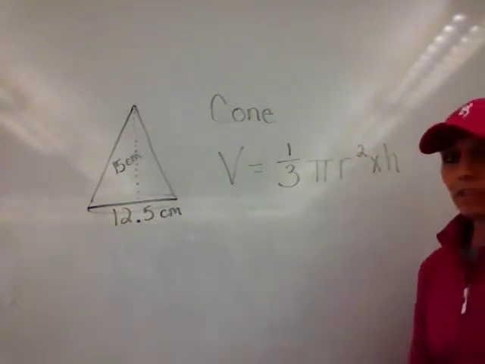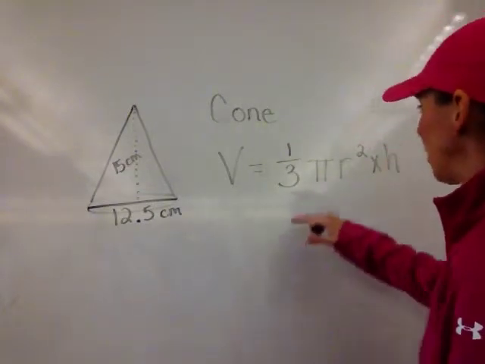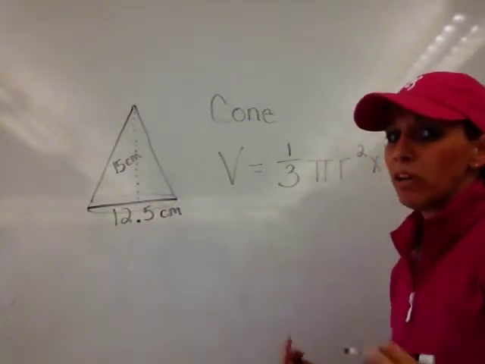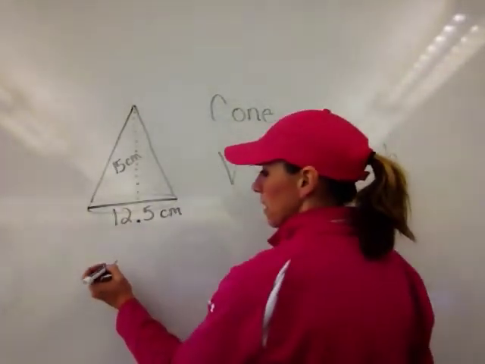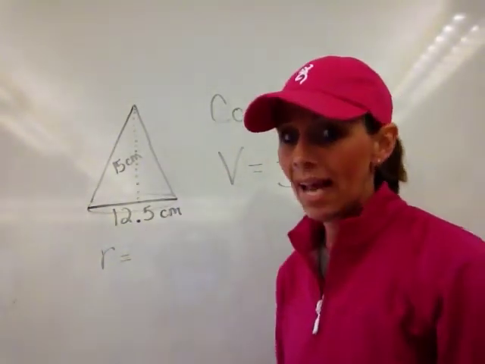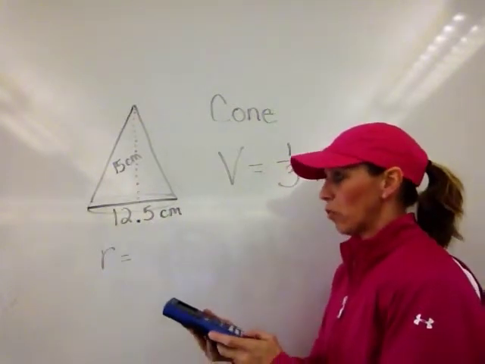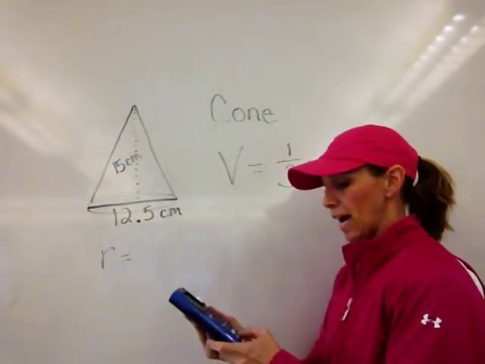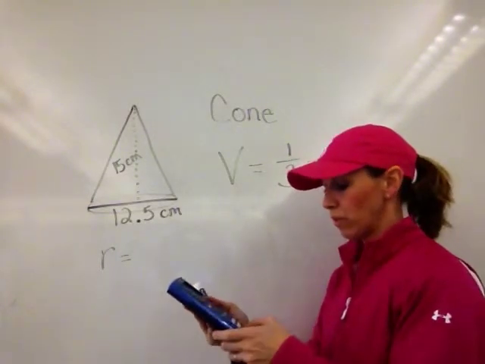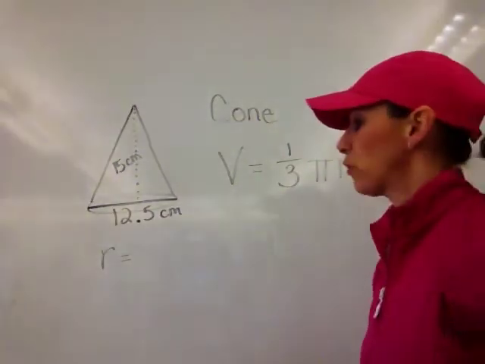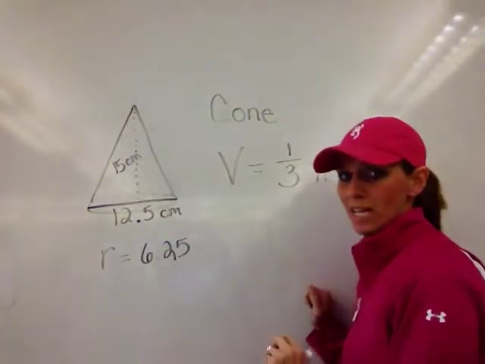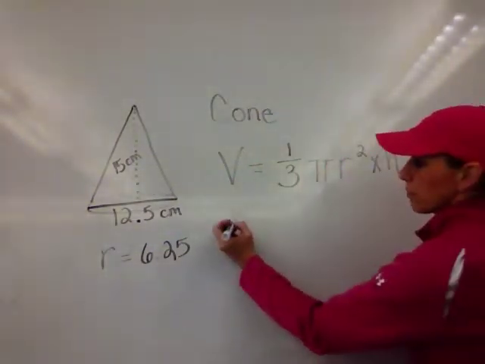Okay? So for this one, once again, same thing. Since I do not see a D up here for diameter, because that's what they give me is the diameter, I've got to figure out what my radius is. So I'm going to write R equals, and if I don't know half of this in my head, I've got to use my calculator. So once again, I'm going to punch in 12.5 divided by, hopefully you remember, 2, and you're going to get 6.25. So that, my friends, is your radius.